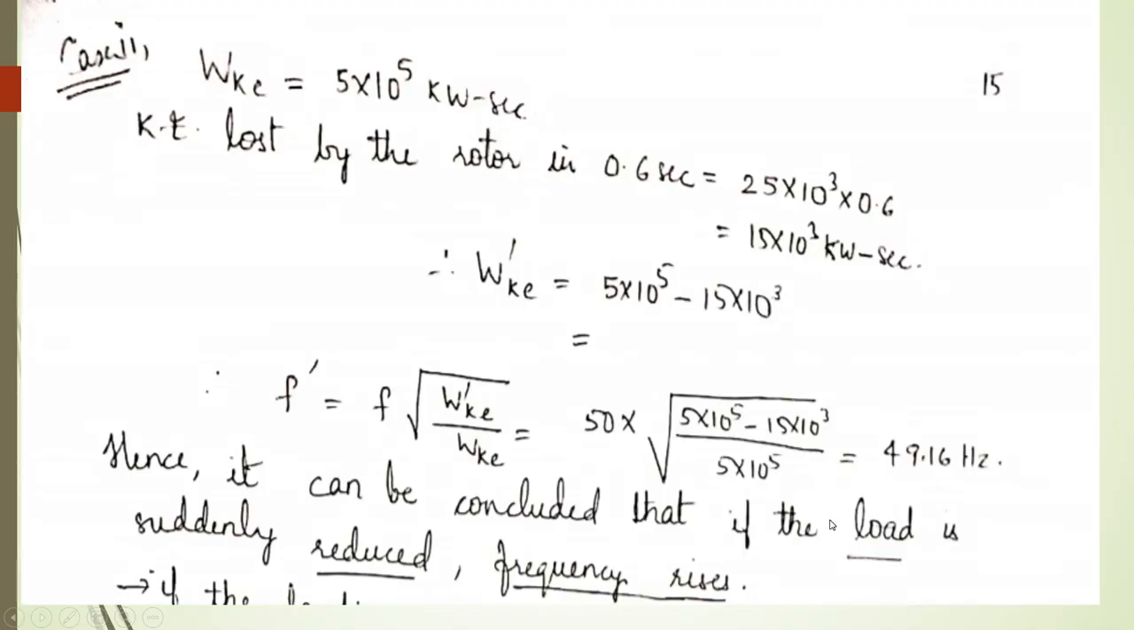So now we are taking into consideration the second case, that is, kinetic energy lost by the rotor in 0.6 seconds is 25 into 10 power 3 into 0.6, that is 15 into 10 power 3 kilowatt seconds. WKE dash is 5 into 10 power 5 minus 15 into 10 power 3. Now F dash is equal to F root WKE dash by WKE, that is 50 into root of 5 into 10 power 5 minus 15 into 10 power 3 by WKE value 5 into 10 power 5. 49.16 Hertz is the frequency now. Hence it can be concluded that if the load is suddenly reduced, frequency will increase.